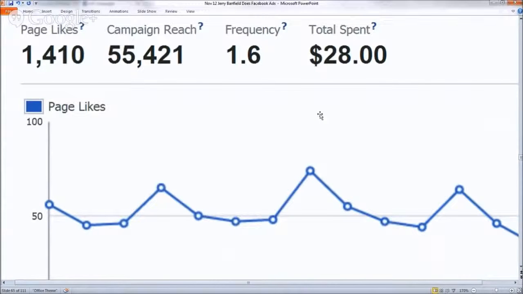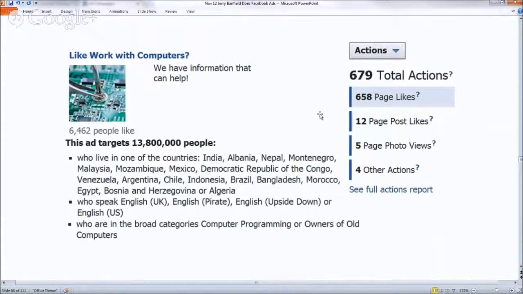What do you think this kind of ad campaign's for? These kind of results: 1,400 likes, $28. You can see this ad campaign was for a computer or an IT business page, like work with computers, where we have information that can help with a circuit board. In the broad categories, computer programming or owners of old computers. You can see one of the individual ad campaigns, as a part of the larger campaign, had 658 page likes.